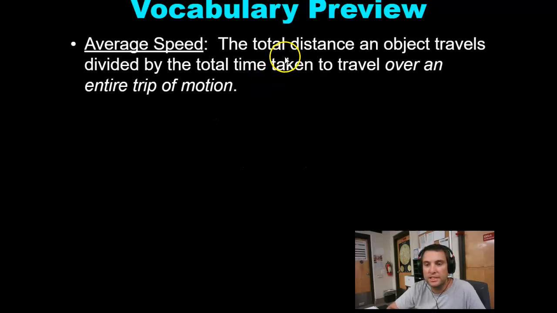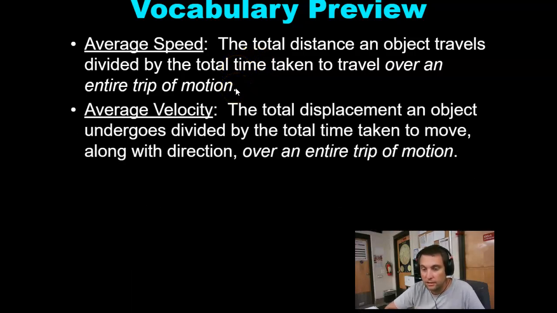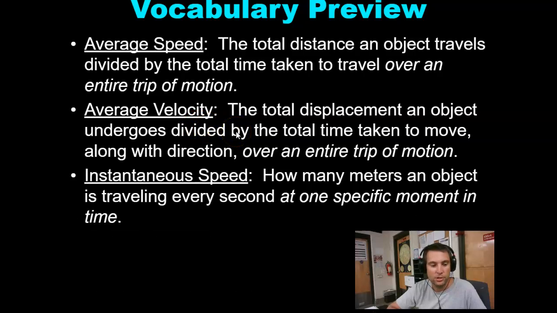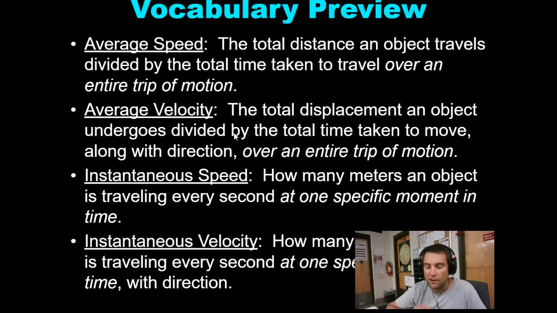Average speed is the total distance an object travels divided by the total time taken over an entire trip. And then we have average velocity, which is very similar, but it's going to be the total displacement of an object divided by the total time taken to move along over an entire trip of motion. Instantaneous speed is how many meters an object is traveling every second at one specific moment in time. So it's how fast you're going exactly, just like on your speedometer. It tells you you're going 30 miles an hour. And instantaneous velocity is including direction.